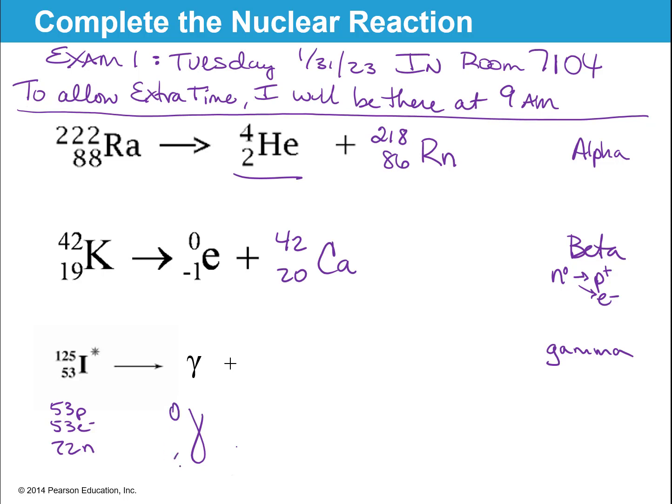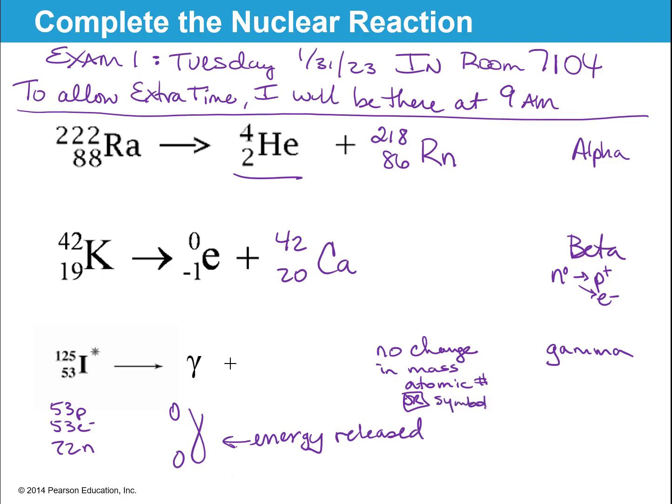But they'll oftentimes write it with a 0 and a 0 because there's no change in atomic mass. There's no change in atomic number. There's no particles released. It's just energy. Okay, so this really just represents the energy that's released by unstable atoms as they're trying to adjust their protons and neutrons. So there's no change in mass, atomic number, or symbol. So that means that this iodine 125, which is what I would call it because it's an iodine with a mass of 125, you would write it exactly the same.